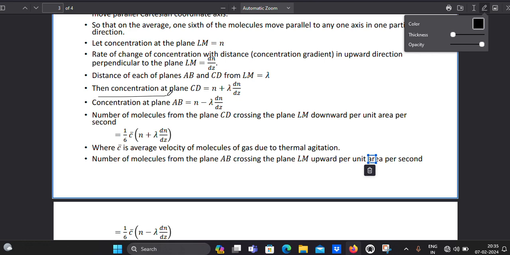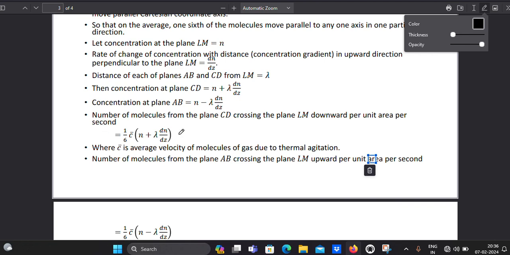And then the concentration at plane CD is this one, where lambda is the distance between the intermediate plane and the CD plane or AB plane. So for the concentration at plane AB, the upside is positive. Why? Because high concentration is present. The downside is taken as negative. Why? Because downside means at plane AB low concentration is present, and at CD high concentration is present. That is why it is written like this.